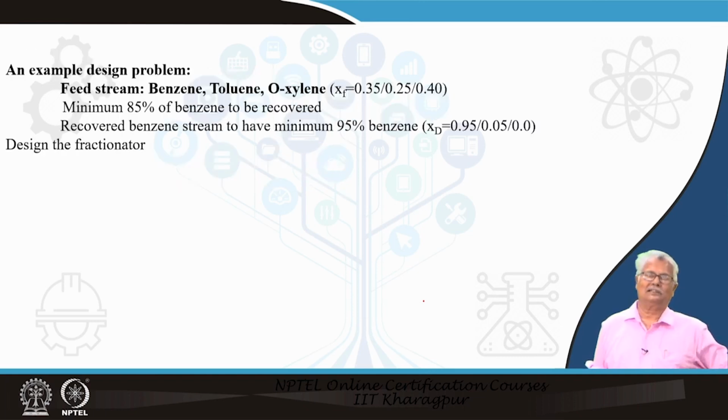So, we can say now we have an overview of the multi-component distillation, and it is time that we have a look at the example design problem once more. The feed stream, I just repeat the problem here. The feed stream benzene, toluene and orthoxylene has got composition mole fractions of 0.35, 0.25 and 0.4. Minimum 85% of the benzene to be recovered with a minimum purity of 95%, and we have decided that my distillate composition is going to contain no amount of orthoxylene. So, the composition is 0.95, 0.05 and 0, and a fractionator has to be decided.